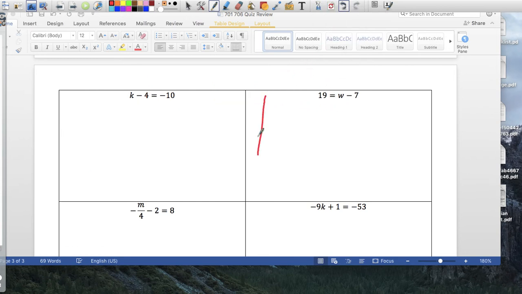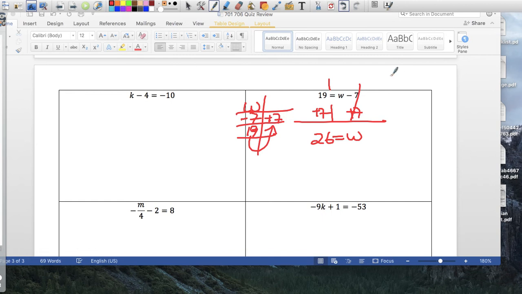One-step equations. I have my variable w. Nothing is being multiplied to it, but it is being subtracted by 7, and then equals 19. Going backwards, I'm going to add 7 to both sides. So let's see how that works. It's going to be plus 7 over here, plus 7 over here. These two 7s will give 0. W comes down, and 19 plus 7 is 26. See if it works. 19 equals 26 minus 7. 26 minus 7 is 19, so I know I'm good.